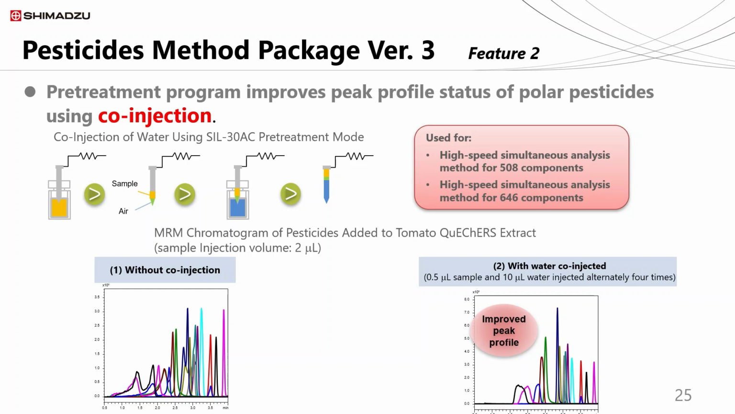But Shimadzu has a unique solution for that. We call it an auto-sampler pre-treatment program. Here, with the regular sample injection, we introduce a little amount of water, which alters the diluent composition, which helps to improve peak shape.